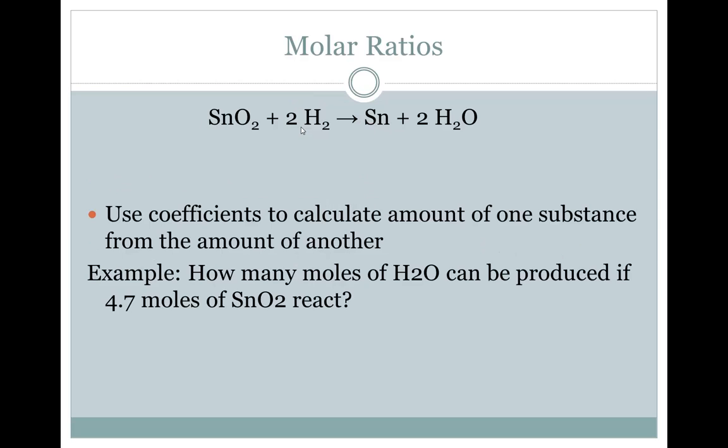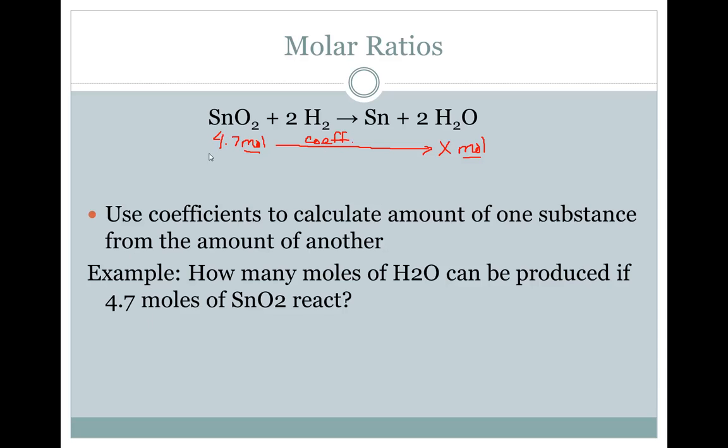You use the coefficients to calculate the amount of one substance from the amount of another. So for instance, if we are trying to figure out how many moles of H2O, I always put what we're looking for right underneath the actual part of the chemical equation, so that way I have a visual. Can be produced from 4.7 moles of tin oxide. Notice it's giving us information about one thing, but it's asking us about something else. So we're going to relate those two by using the coefficients.